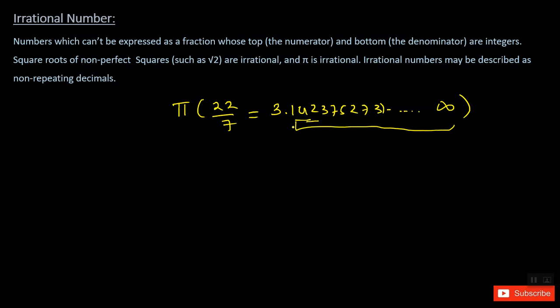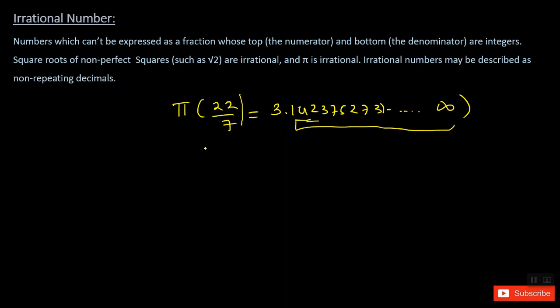If the numbers are repeating, like 3.142, 142, 142, 142, it means a fixed number of digits are repeating. If a fixed number of digits are repeating, such numbers are called rational. But after the decimal point, if the numbers are not repeating, the numbers are appearing randomly, such numbers are said to be irrational numbers. The best example we can take here is 22 by 7, that's pi, isn't it?